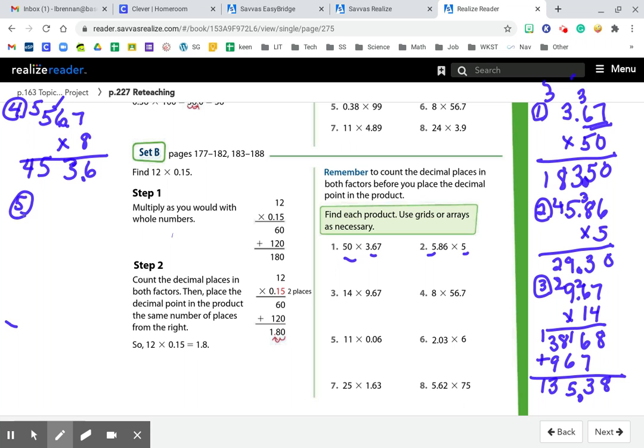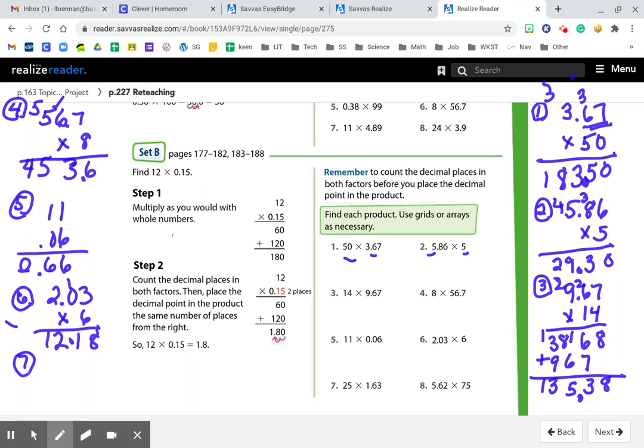Number 5, 11 times 0.06. I know I'm going to have 66. 2 digits in decimal place value in the problem, 2 in the answer. Number 6, 2.03 times 6. 6 times 3 is 18, carry the 1. 6 times 0 is 0, plus 1 is 1. 6 times 2 is 12. 2 digits in decimal place value in the problem, 2 in the answer.